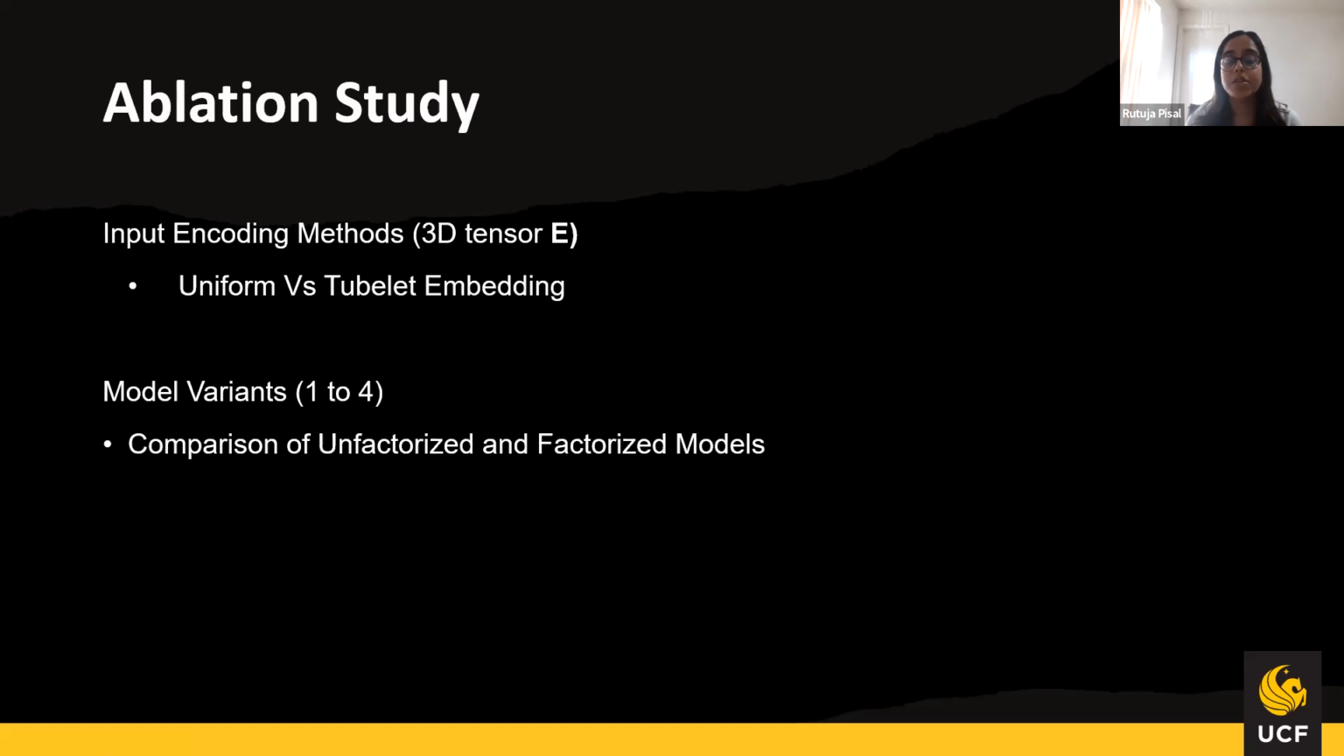Next is the Ablation Study. In the Ablation Study, we compare the input encoding methods, which is the uniform versus the tubelet embedding, and see which performs best. And of the 4 model variants, some of which are factorized and unfactorized models, we see which one performs best.